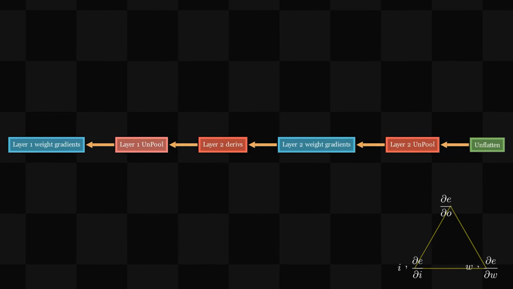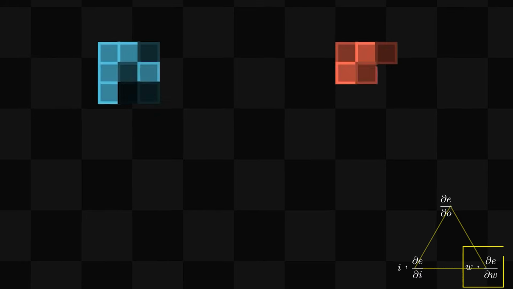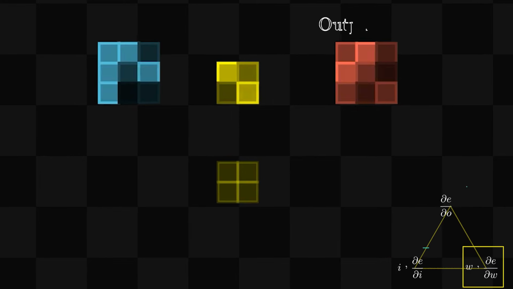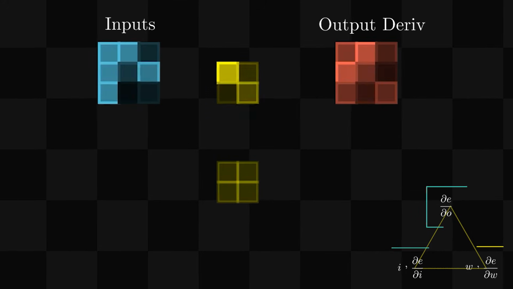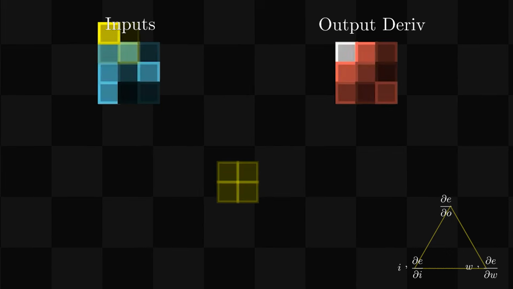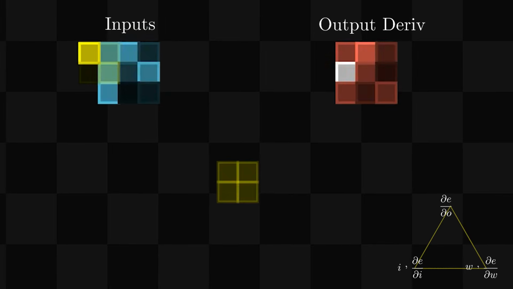Now let's start off with the weight gradients. Looking back at the triangle, we need to find the corresponding output derivatives and inputs. So I'm going to focus on this weight when convolving the image and separate the output derivatives and inputs that it interacts with into a line.